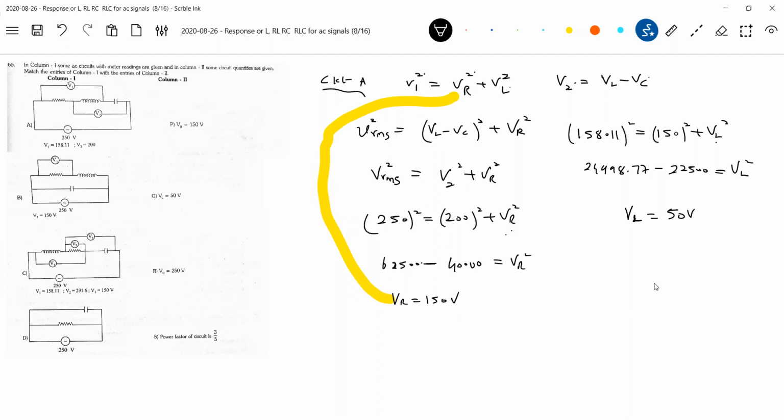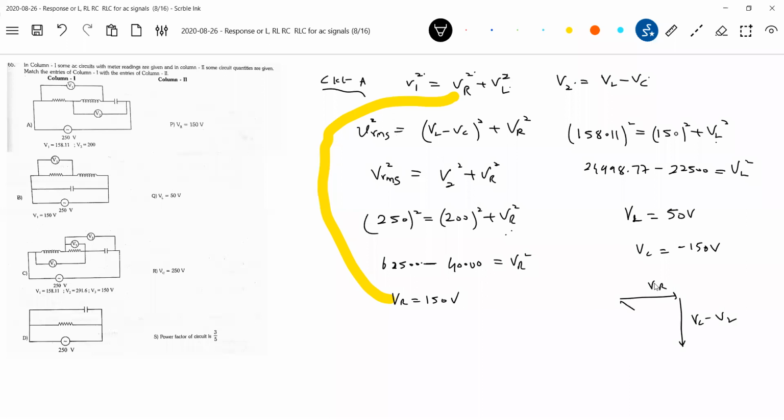The power factor of the circuit is asked. Tell me what shall I do? Power factor, so directly go for the voltage triangle. Which is greater? Now calculate VC. VC will be negative. Give me the value of VC. Minus 150.